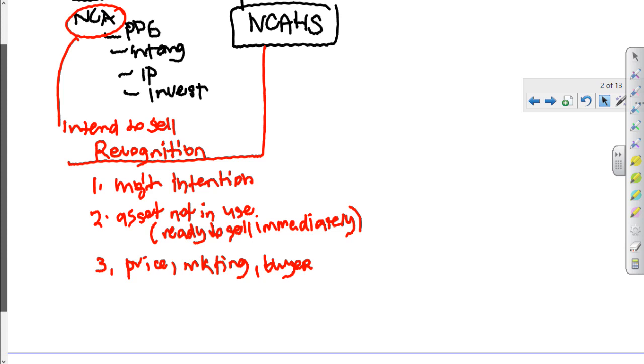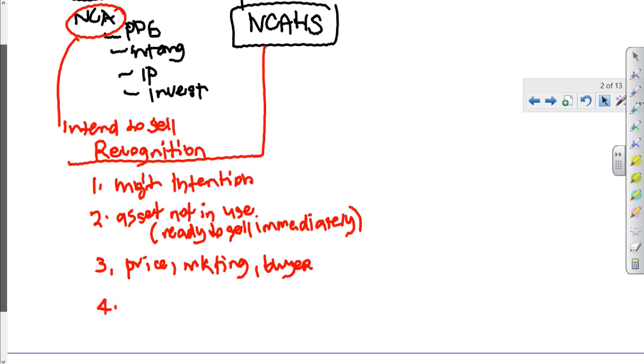So if you look at your conditions, you'll see that your first condition says management is committed to a plan to sell. The asset is available for sale, and the next condition says an active program to locate a buyer has been initiated. We're going to skip the next one. The asset is being actively marketed for sale at a sales price which is reasonable. Actions to complete indicate that it won't be withdrawn.